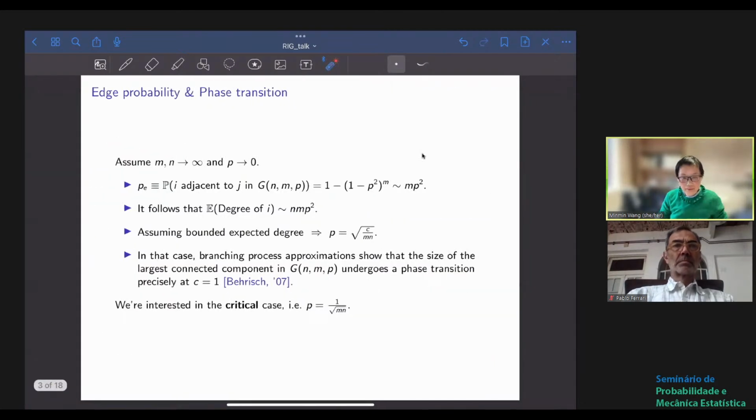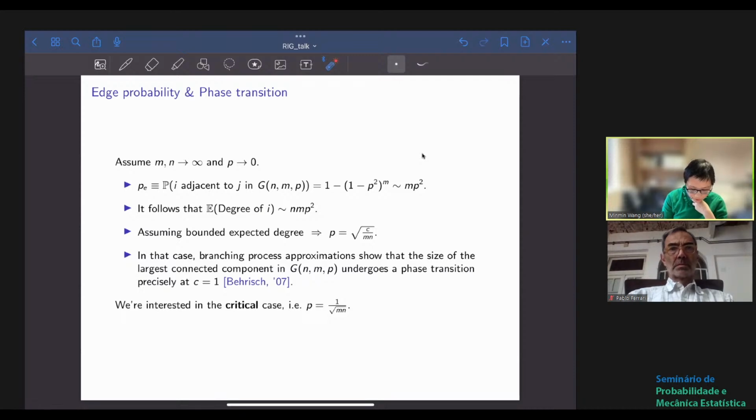In this talk, I'm going to be interested in the asymptotic regime where both the number of individuals and the number of groups go to infinity. So these two parameters, m and n, go to infinity. They may go to infinity with different speeds. I'll come back to that later on.